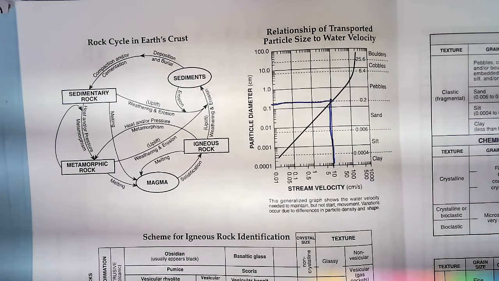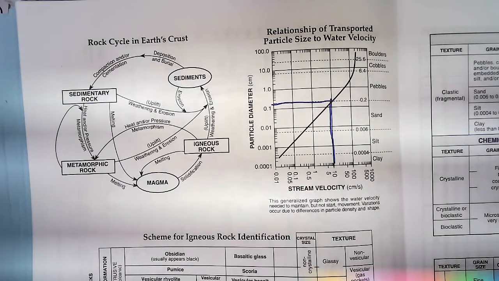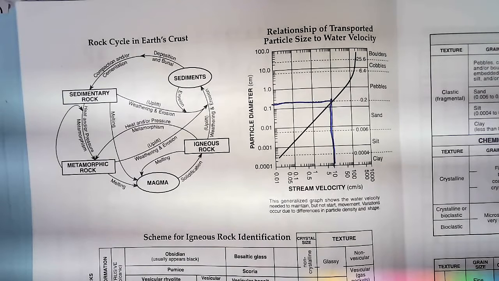So here's another thing. If the river is flowing 10 centimeters per second, what kinds of particles can it carry? Can it carry pebbles? For most pebbles, it cannot carry a pebble. Can it carry sand? Yes. Can it carry silt? Anything smaller than that biggest one, it can carry. So if it's carrying sand, it's carrying silt and clay as well.